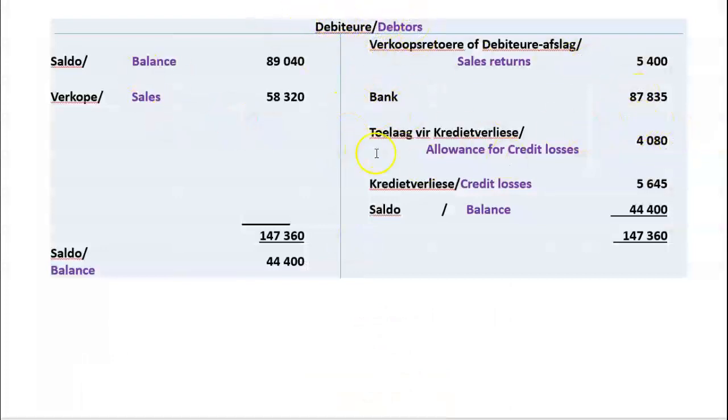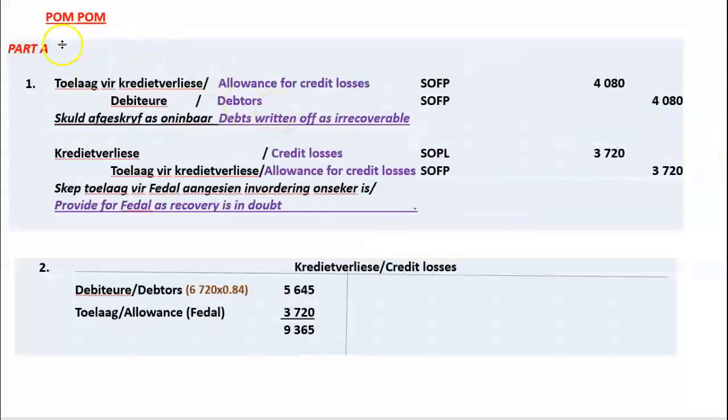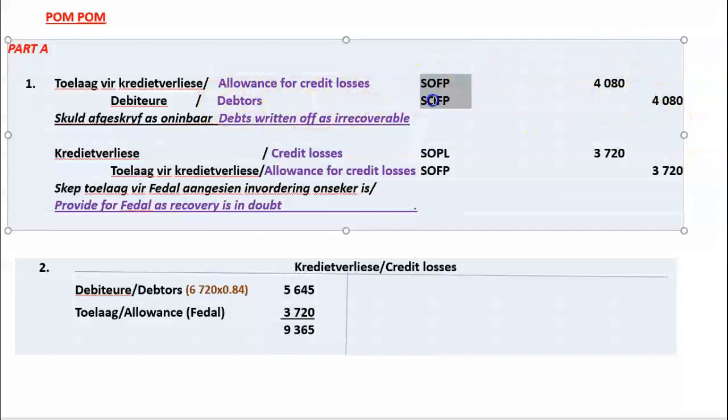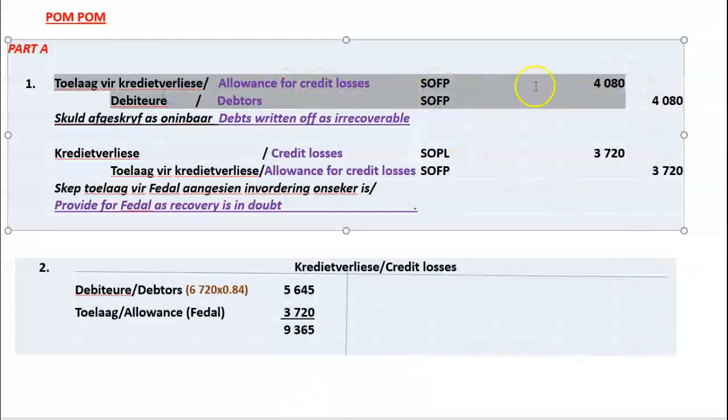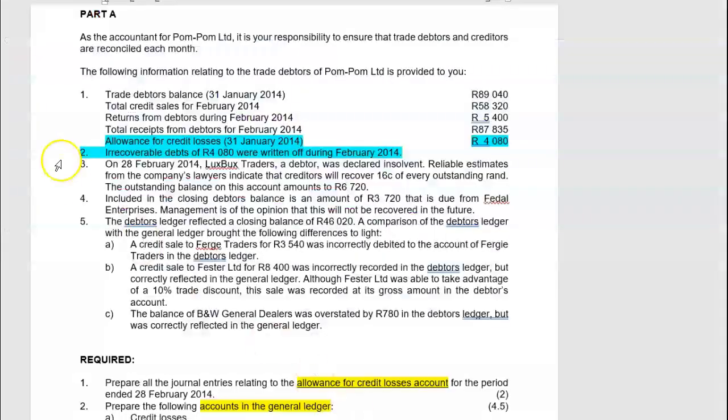So in our debtors account on the credit side, allowance for credit losses 4080, they want us to write the journal entry that has an impact on our allowance account. So allowance for credit losses, statement of financial position 4080, debtors credit 4080. Can you see nowhere here is my statement of profit or loss? And do you know why? Yes, because when I created this account initially, I debited an expense account. So I cannot duplicate that and do so again.